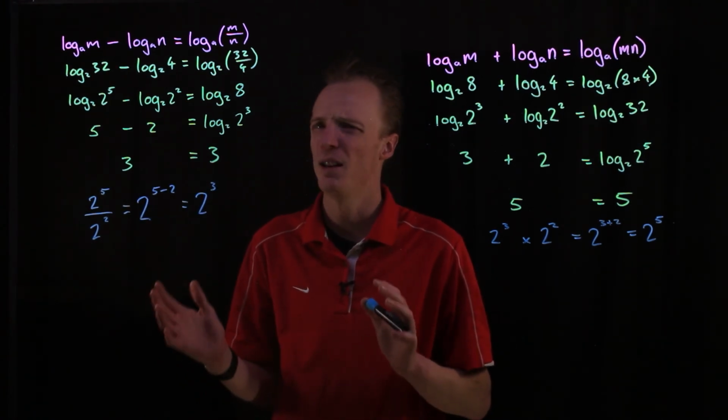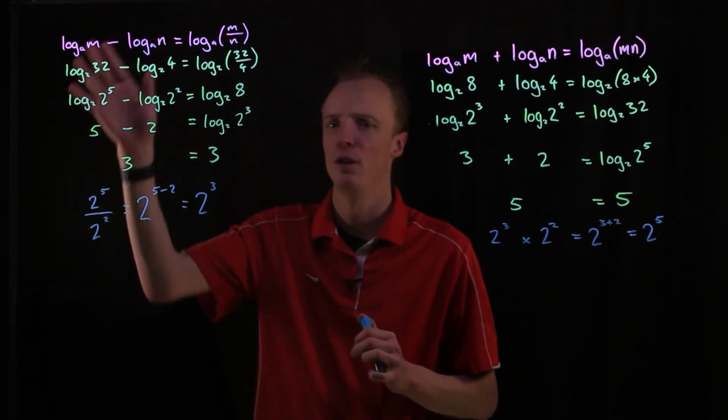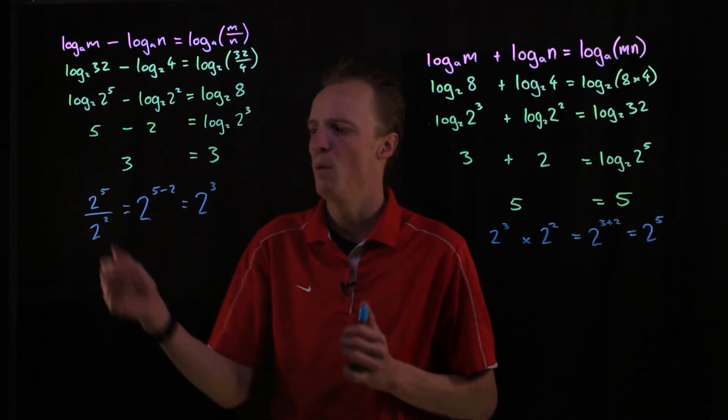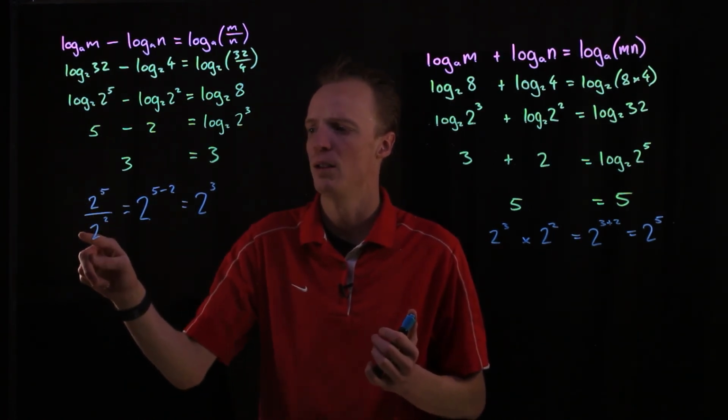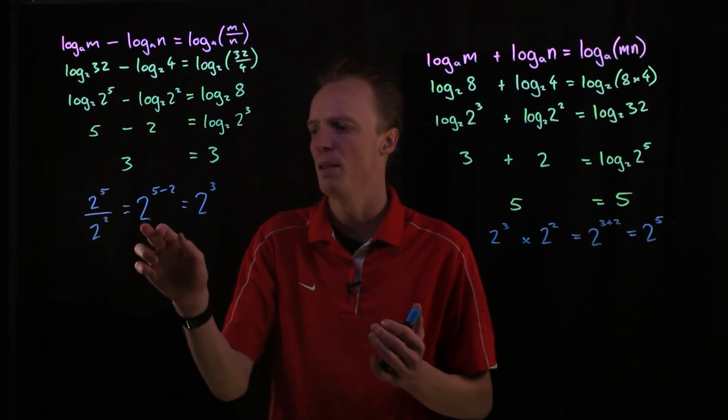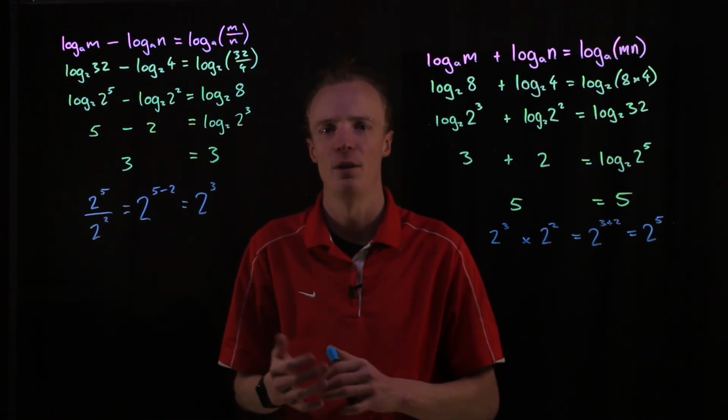And this here is, in essence, really where our quotient law for logarithms comes from. When we are dividing two indices with the same base, we keep the base the same and subtract the exponents.